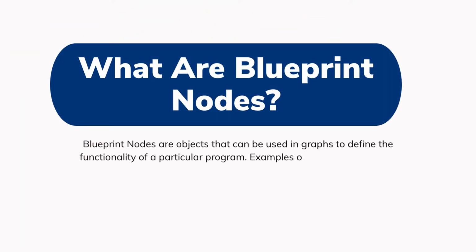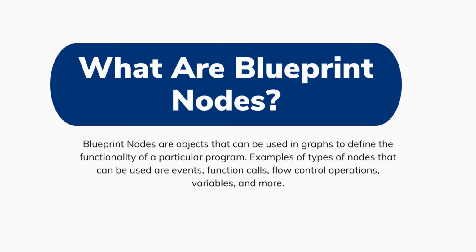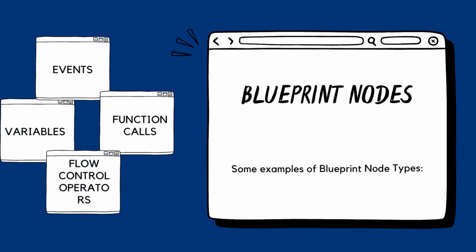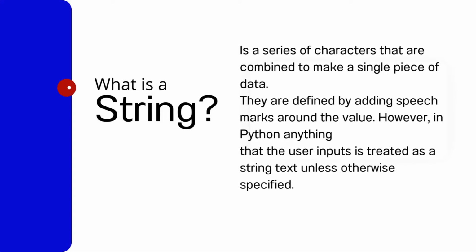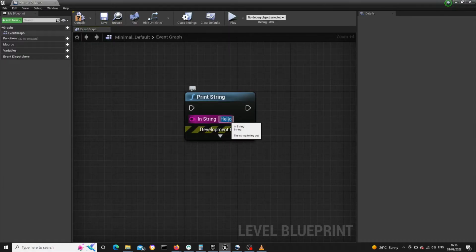Blueprint nodes are objects that can be used in graphs to define the functionality of a particular program. Examples of types of nodes that can be used are events, function calls, flow control operations, variables, and more. A string is a name given to a certain type of data being processed. In this case, the string type refers to text characters. This means that when this print string node function is activated, it will process any text that we input. We can add some text like "Welcome to your first blueprint."